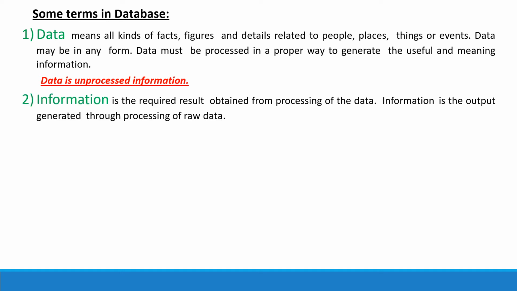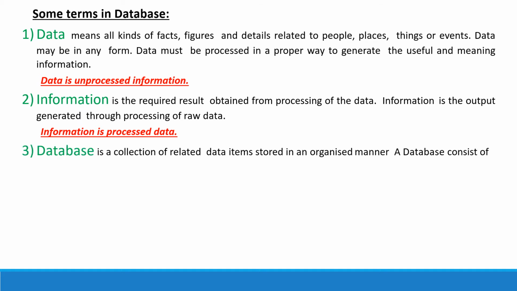The second definition is information. Information is the required result obtained from processing of data. So information is the output which is generated through the processing of raw data. For example, if I want the addition of two numbers a and b, I will enter the first number as a and the second number as b. When I add these numbers, I get the result c, and I store that in c. So c is my meaningful information. Here information is nothing but processed data. So data means unprocessed information and information means processed data.